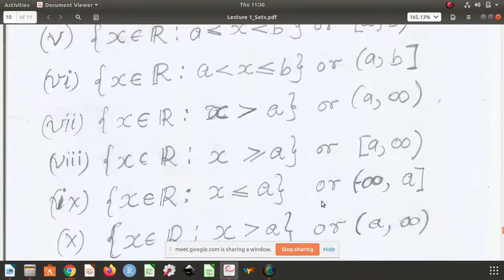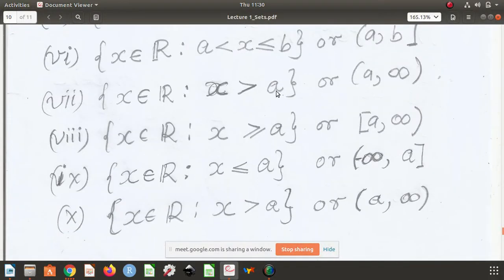So these are all numbers bigger than A. All numbers bigger than or equal to A, so including A. All less than or equal to A. So there are different ways to represent them, as intervals or as sets. This side is what we call the interval.